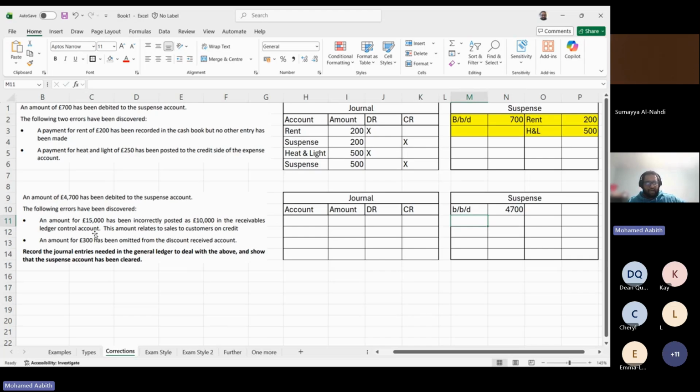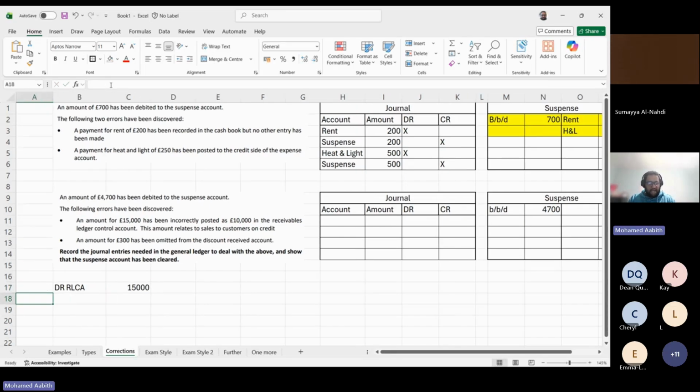An amount of £15,000 has been incorrectly posted as £10,000 in the receivable ledger control account. This amount related to sales to customers on credit. So what they're saying is the amount supposed to be going to the receivable ledger control account as £15,000, I put down as £10,000. So for example, it should be debit RLCA 15,000.